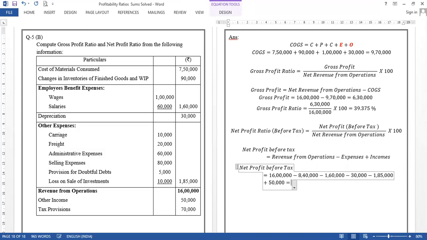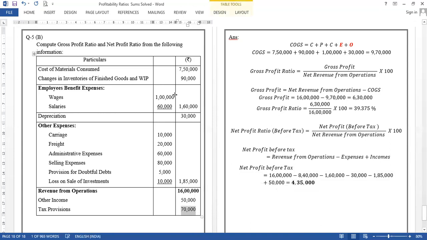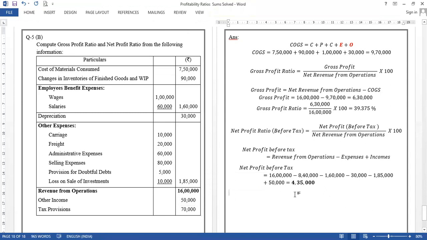Okay, so let me calculate the final answer. 16 lakhs minus 8,40,000 minus 1 lakh 60,000, that is 6 lakh 70,000. 5 lakh 70,000 minus 1,85,000 plus 50,000. Okay, so this comes to 4 lakh 35,000. So net profit before tax is 4 lakh 35,000. What I have not considered over here is only the tax provision given to us. Apart from that, I have included all other items, whether operating expenses, non-operating expenses, as well as incomes over here. I have added the incomes, right? So now I can calculate net profit ratio.